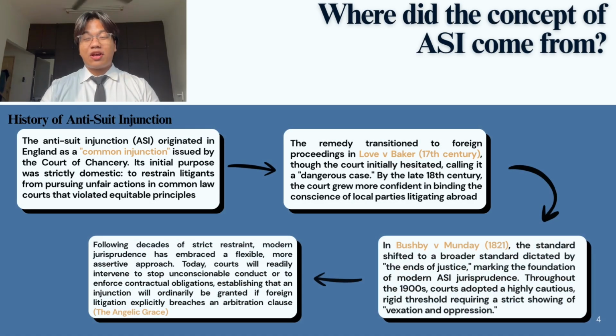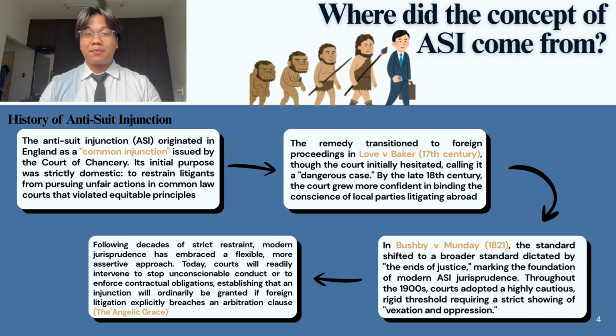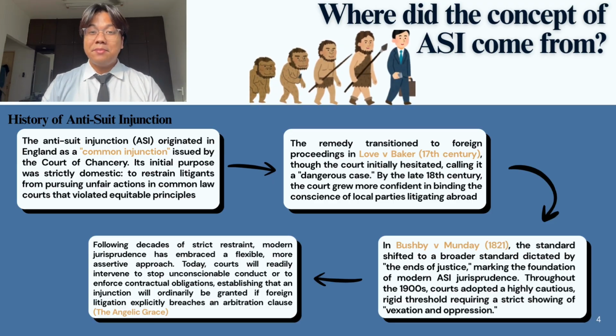So where did this concept of the ASI come from? Historically, the ASI began in England as a common injunction by the Court of Chancery to stop an unfair action violating the equitable principle. It expanded to foreign proceedings in the 17th century in the case of Love v Baker, though it was initially viewed cautiously as a dangerous case.